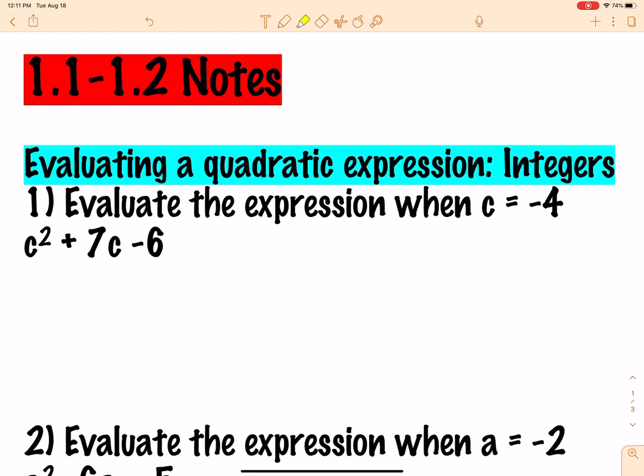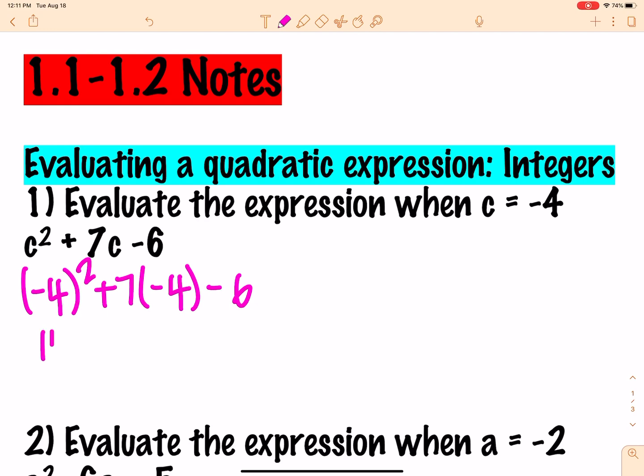For number 1, it says evaluate the expression when c equals -4. All you're going to do is replace c in this with -4, but in parentheses to make sure you understand the different signs. So -4 squared is +16, -28 to -6. You just do PEMDAS left to right, and you should get -18 as your final answer.